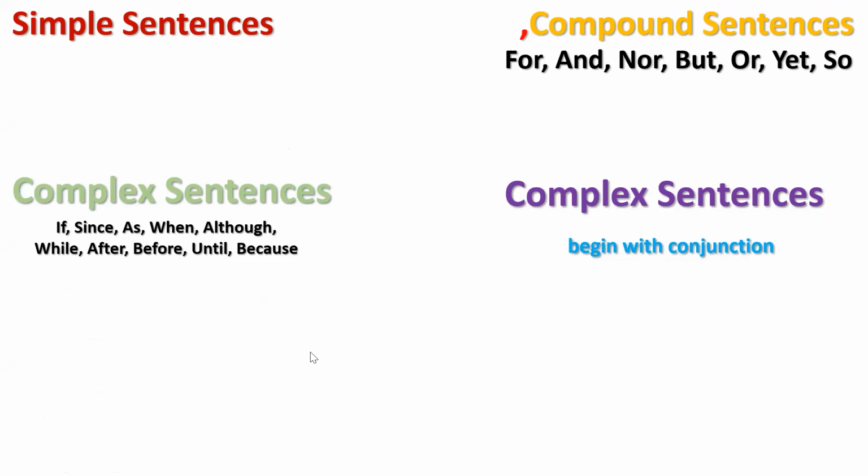Well, there are three different types of sentences, but there are kind of like four, aren't there? We discussed that a complex sentence can be written in two ways, but we'll talk about that in a minute. So we've got simple sentences, we've got compound sentences, we've got complex sentences, and then we've got complex sentences again, but this time beginning with a conjunction.